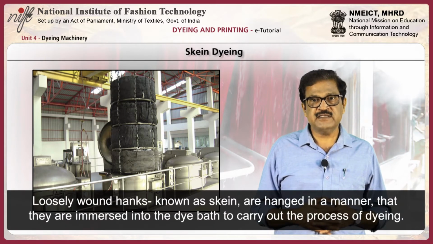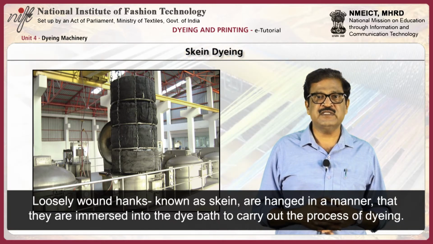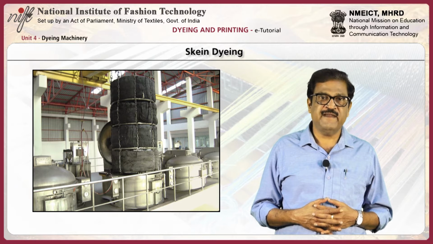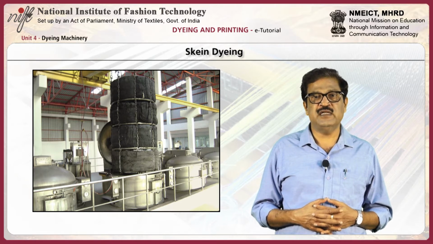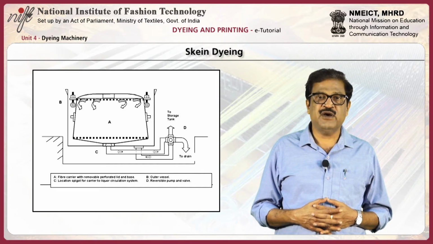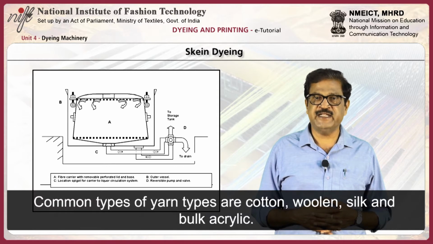First, we will discuss the skein dyeing process. Loosely wound hanks known as skeins are hung in a manner that they are immersed into the dye bath to carry out the process of dyeing. This process is usually used to dye yarns which require full bulk. Such yarns are commonly used to prepare knits or carpets. Cotton, woolen, silk and bulk acrylic are the common yarn types used in the skein dyeing process.